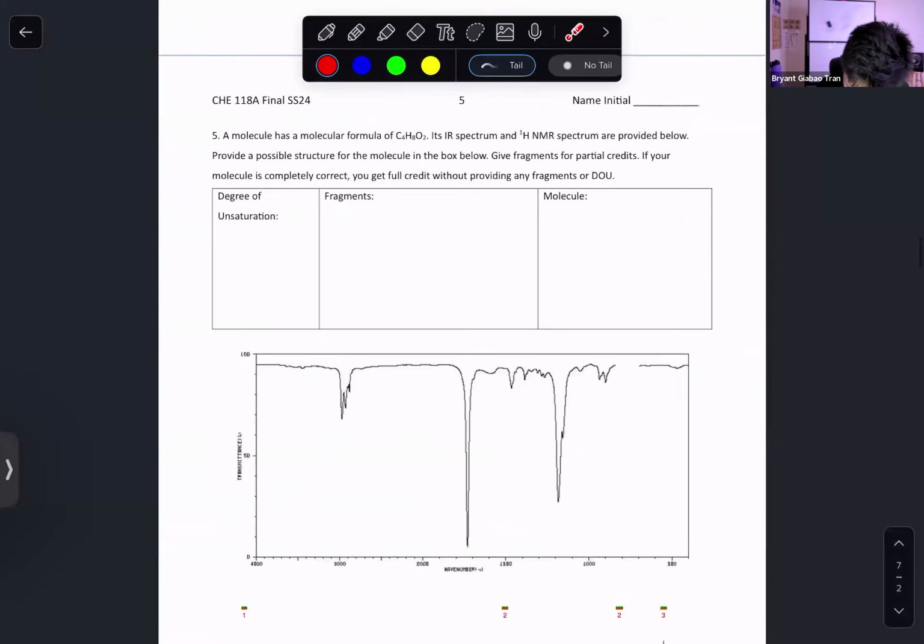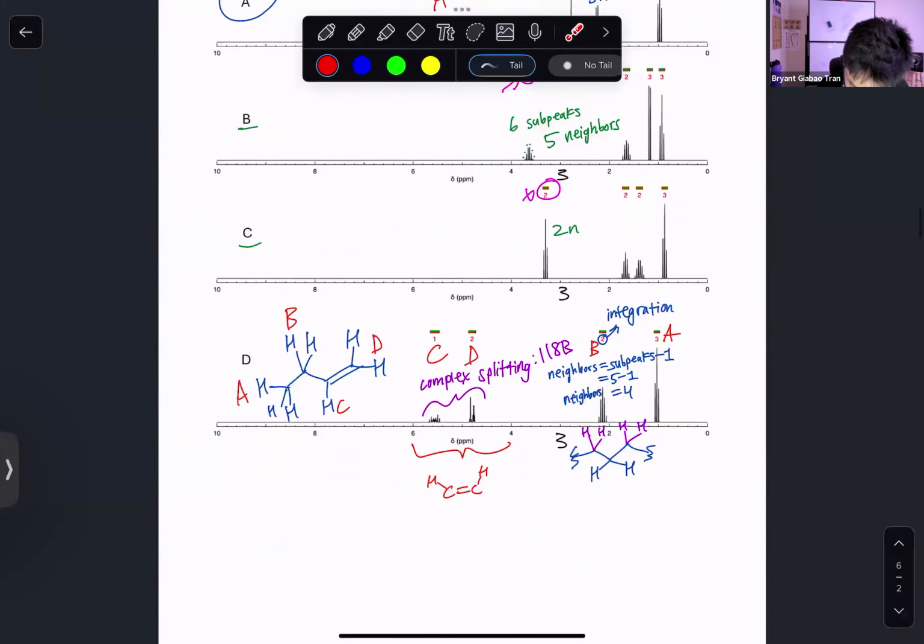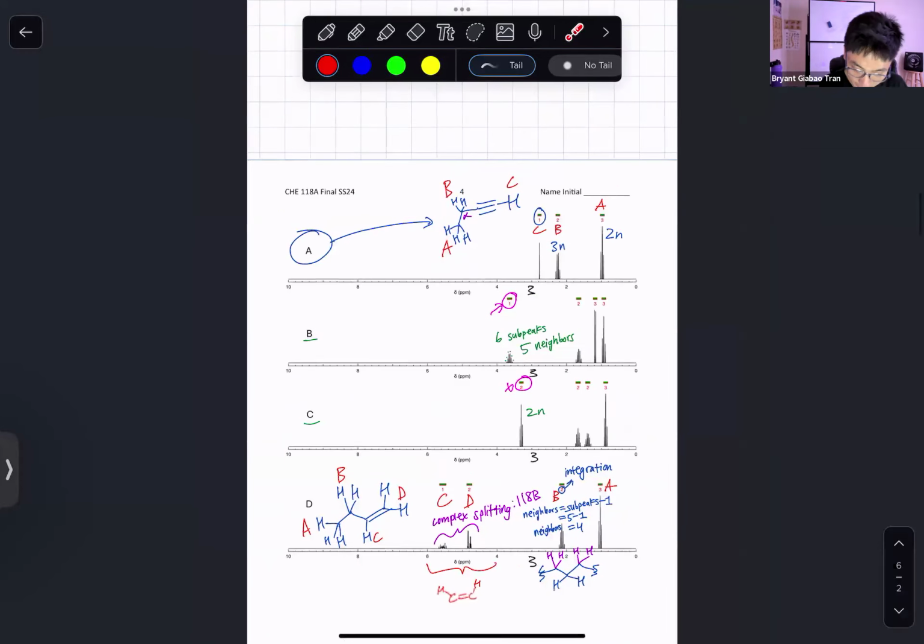Does he tell you to draw the structure given an HNMR graph, or does he just tell you to match the things? Oh, he does. Okay.